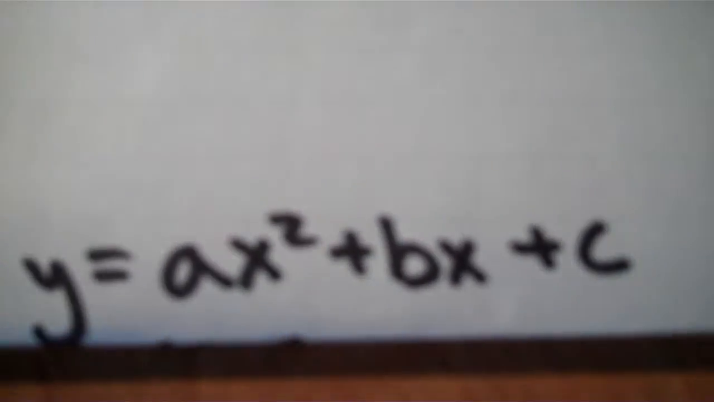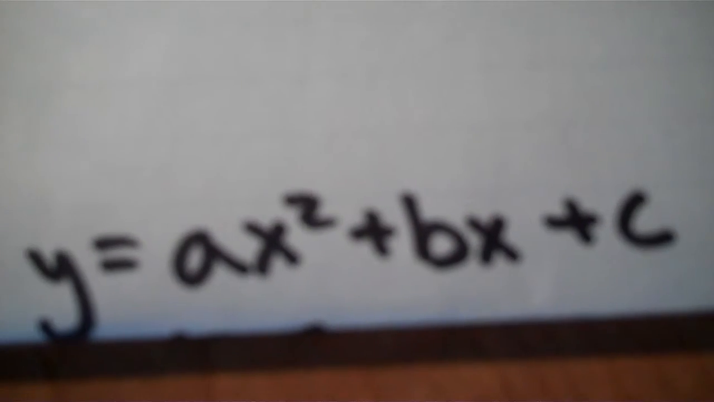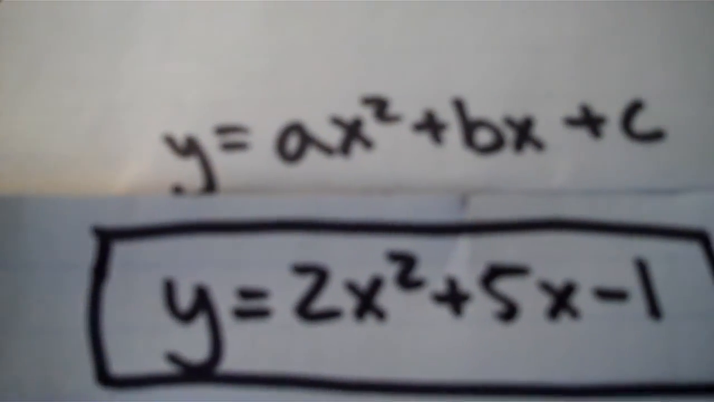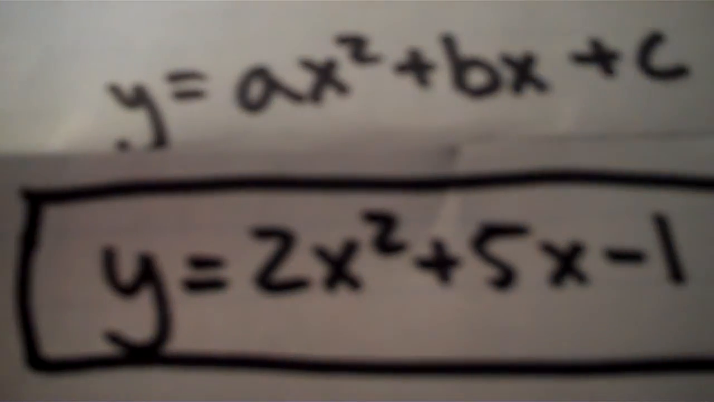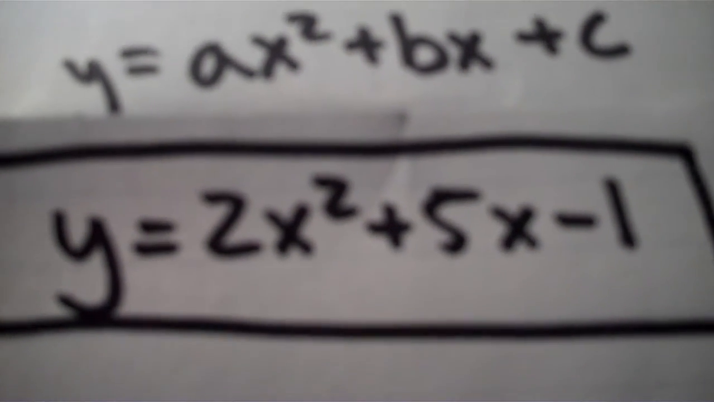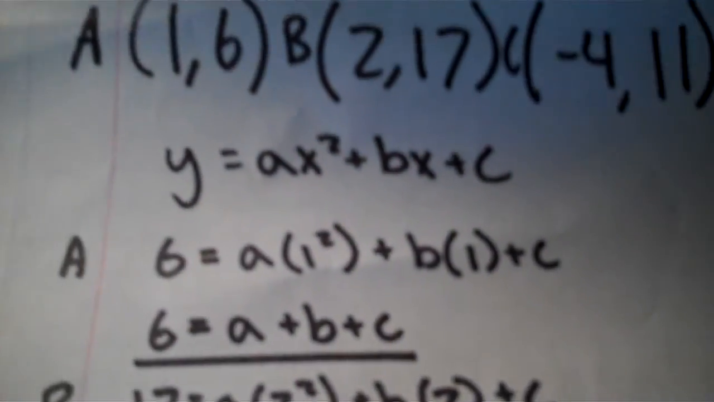So we take that same equation we had earlier, y equals ax squared plus bx plus c, and we put those three values that we just figured out into that equation, and we get y equals 2x squared plus 5x minus 1. And that is the equation of the parabola we were looking for, that we knew those 3 points of.